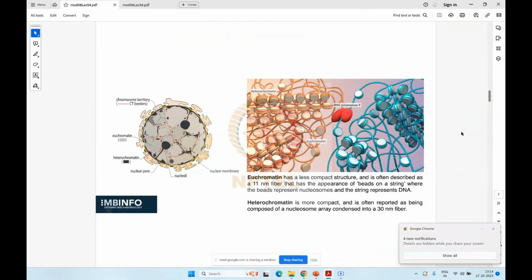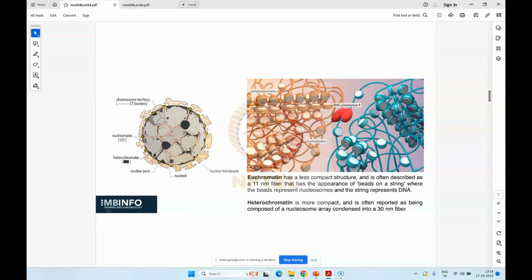So depending upon how the DNA is wrapped around the histones, there will be different degrees of compaction of the DNA. There are heterochromatin regions inside the nucleus. There are also euchromatin regions. These heterochromatin regions are more densely packed. They are more compact.